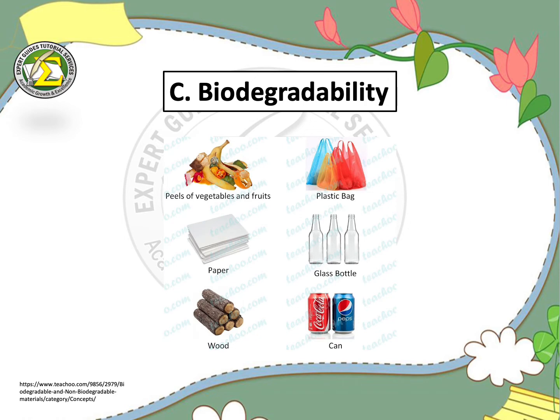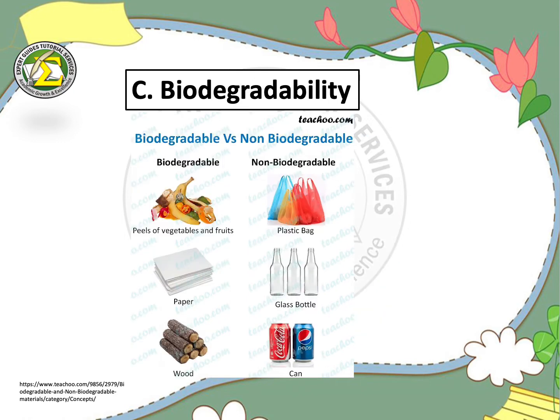Which of the two columns do you think is composed of biodegradable materials? Which of the two columns, on the other hand, is composed of non-biodegradable materials? Yes, the left column is composed of biodegradable materials. On the other hand, the right-hand column is made up of non-biodegradable materials.